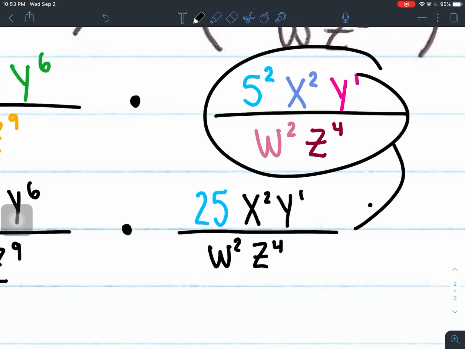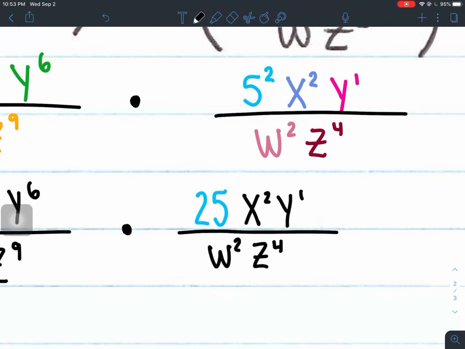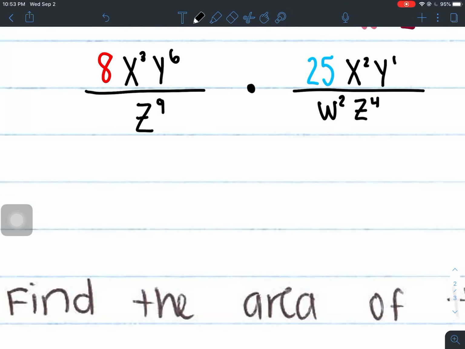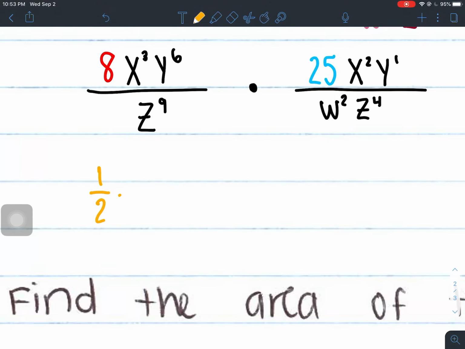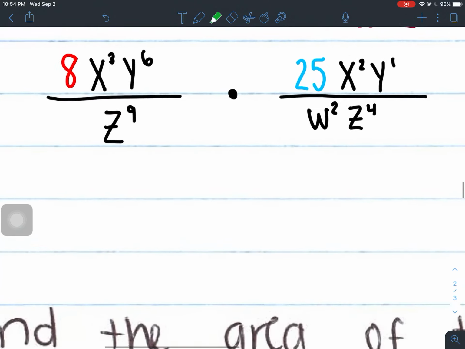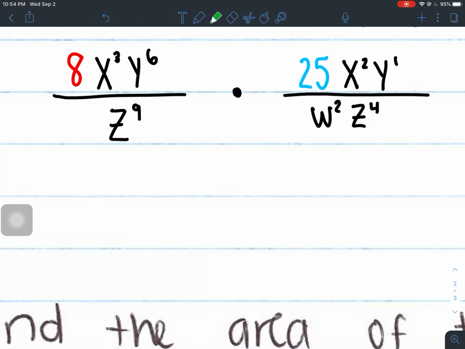So I didn't change anything from this step to this step. I just made the 5 squared become a 25. So now I'm at this step. Parentheses are gone. Each side has been simplified as much as possible. So now it's time to multiply across. Just like when we do 1/2 times 3 over 4, you would multiply across. 1 times 3 is 3. 2 times 4 is 8. We're multiplying across, okay? So you look for like bases to multiply together.